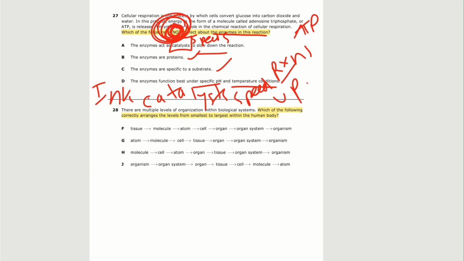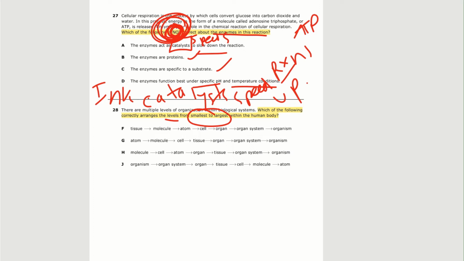Which of the following correctly arranges the levels from smallest to largest? Tissue, atom, molecule, organism. I think an atom is the smallest thing, right? And then it goes to a molecule. Yeah, that's true. And then to a cell. Okay. And a lot of cells make tissue. Yeah. And then organ. And then organ system. Okay. That's my answer.